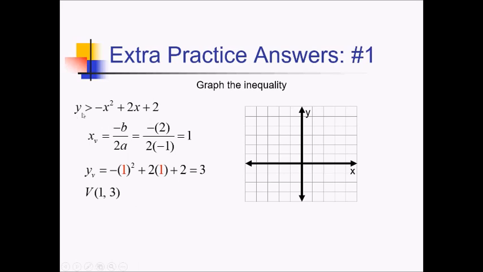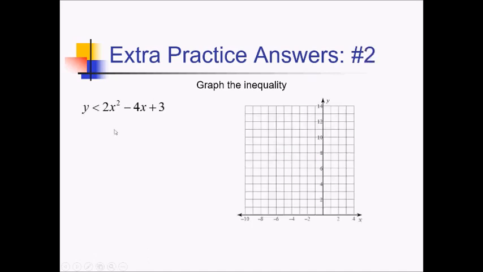Since there's no equals in the inequality, that's going to be an open dot on 1 comma 3, so that's right here. And we'll use the y-intercept for another point. That's this constant of 2. So 0 comma 2 is our y-intercept, and that's right here. And then using symmetry, we get one more point on the other side of the vertex, same distance away as the y-intercept was, so right there. We have a dashed line through some open dots. And since my inequality is greater than, I'm going to shade everything above this parabola.